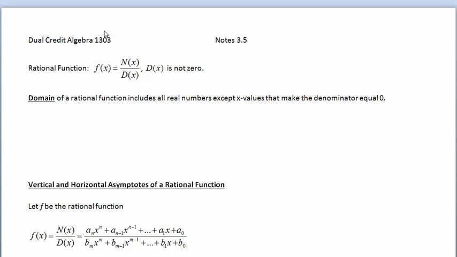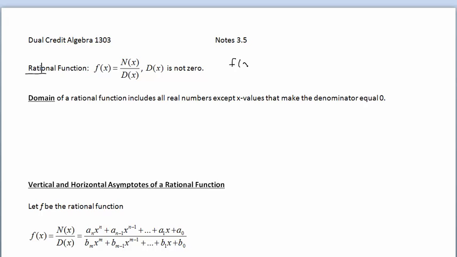Section 3.5, Rational Functions. Rational function. Think ratio, think fraction. That's what we have here. N for numerator, D for denominator. We can have a rational function as long as D of x, the denominator, is not 0. A rational function is made up of a polynomial in the numerator and a polynomial in the denominator.